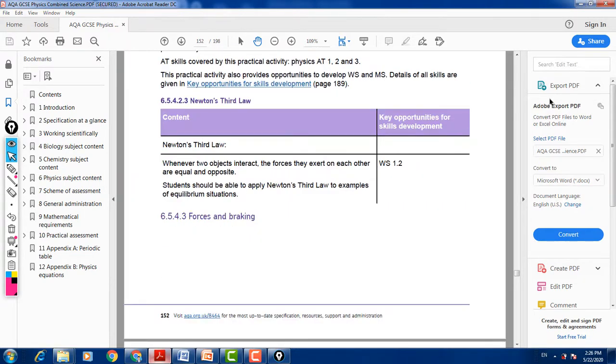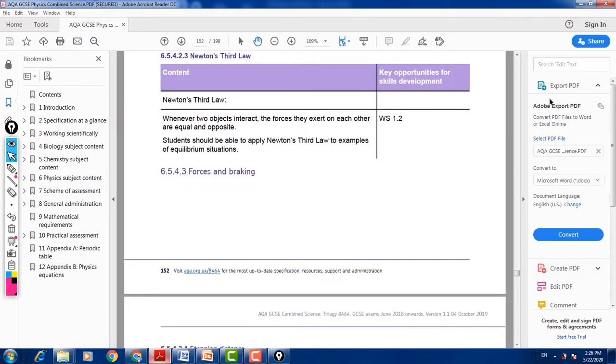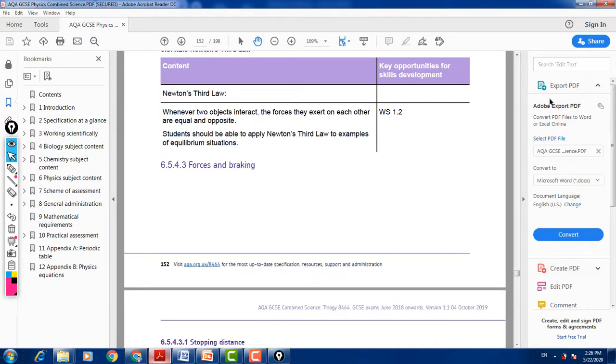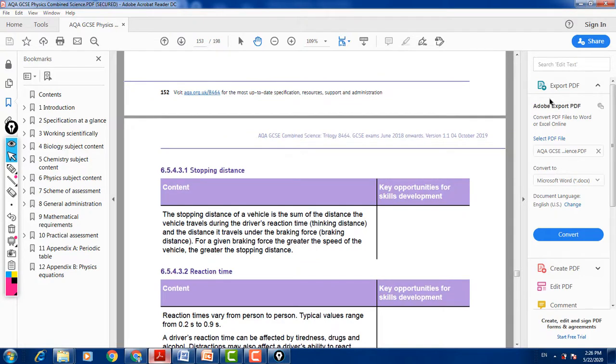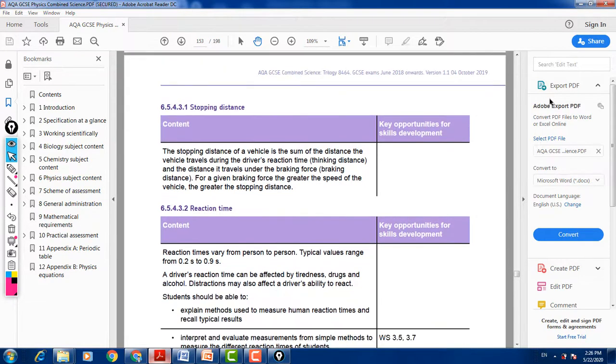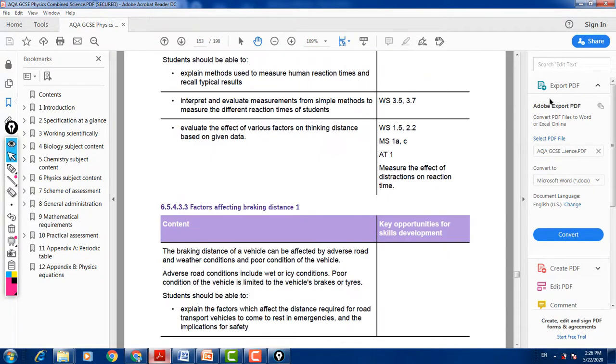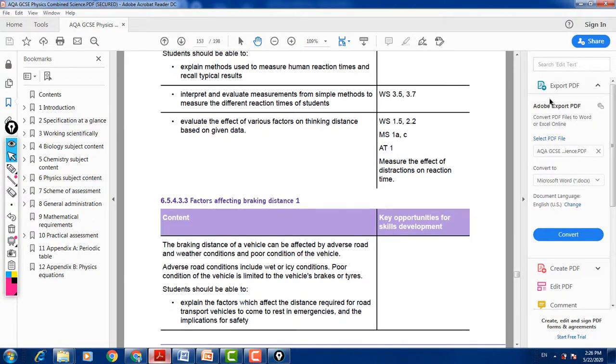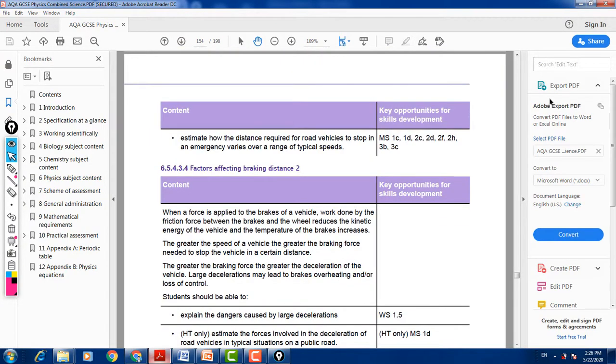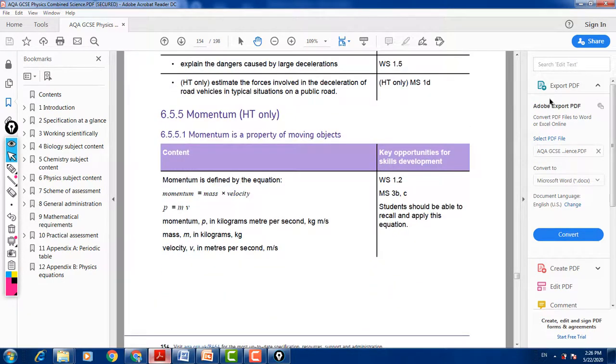After that, we'll move on to the next topic, which will be related to forces and braking. In the topic of forces and braking, we'll discuss the stopping distance, the reaction time, and the factors affecting the braking distance. So then that topic will be finished, and we'll move on to momentum. Now this topic of momentum is only for the higher tier.